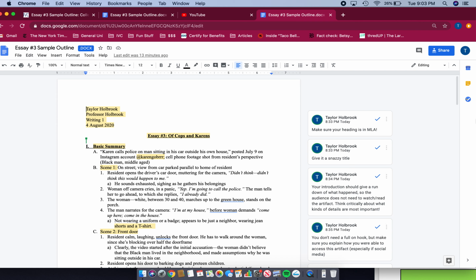Hey guys, so I put together a part of a sample outline for you as a guide because I've had a couple of people email me and ask how they're supposed to structure an outline, which is a very fair question. And so, first of all, there's a couple of reasons we're doing an outline. Part of it is just because of timing.